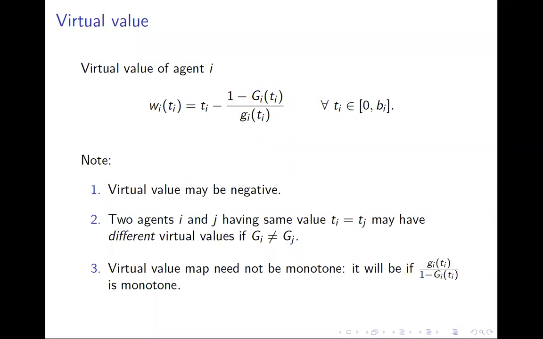Virtual value may be negative. Two agents having the same value may have different virtual values. And the virtual value map need not be monotone; a sufficient condition for monotonicity is that the hazard rate is monotone.